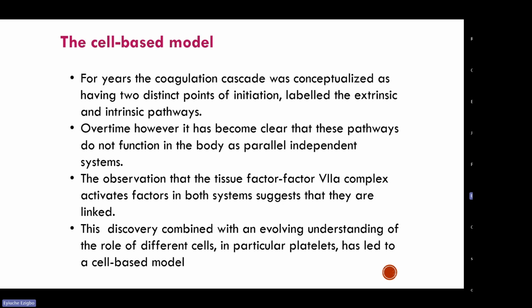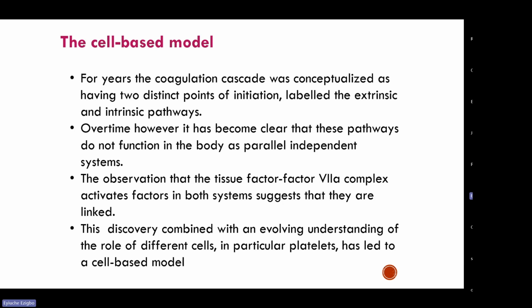But you find out that in a situation where someone lacks, take for example the hemophilias, hemophilia A, where they lack factor 8, assuming the two pathways are independent, the extrinsic pathway, the factor 7 tissue factor pathway, should be able to compensate for that deficiency of the intrinsic pathway. But they found out that it is not so.